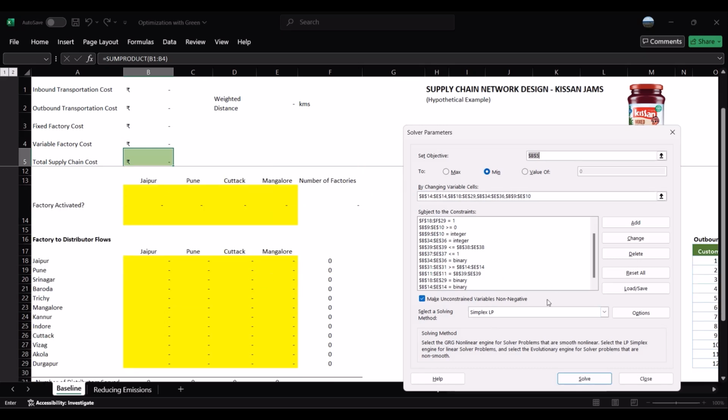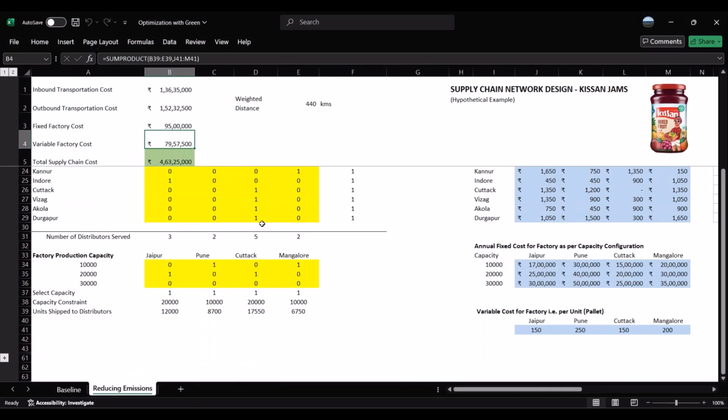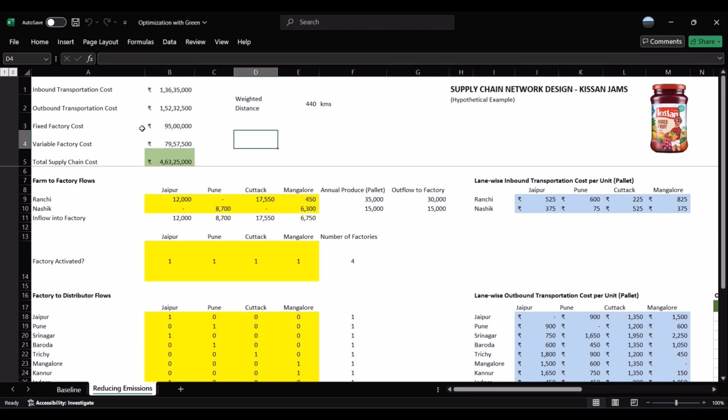So for example, we don't want an integer to assume a negative figure. So we don't want the factory flows from the farm to be in a negative number. So we also encode that.